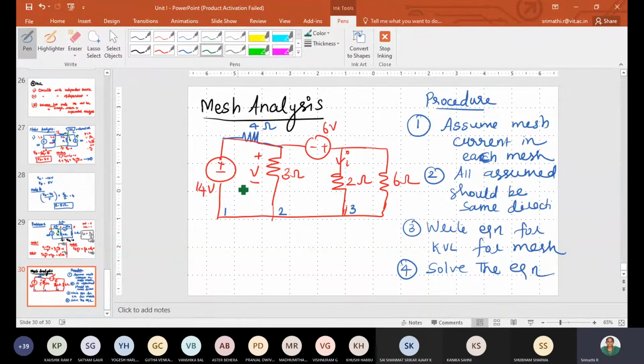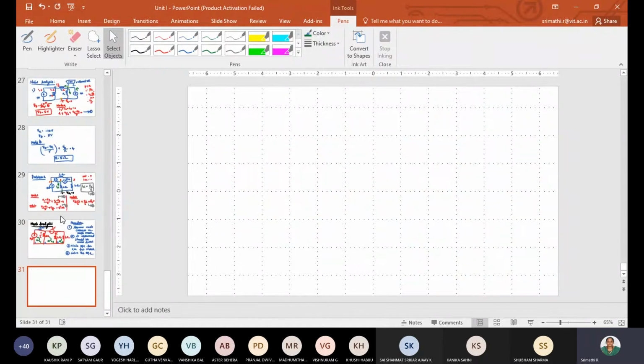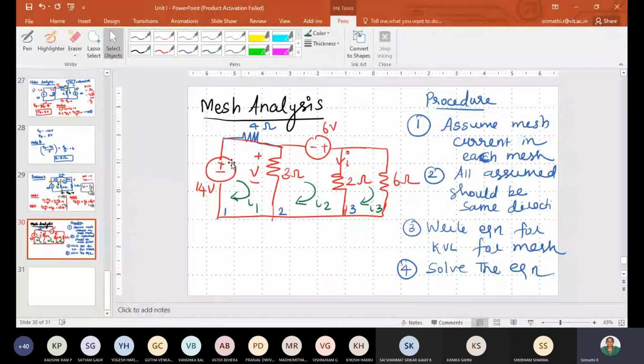Yes, ma'am. Okay. So let me assume the current direction as I1, clockwise. I am assuming all the mesh currents in the clockwise direction, I1, I2 and I3. I need to write the mesh equations. How to write the mesh equation? Tell me. KVL for the first mesh. I'm going in the direction of current. Here I'm moving from minus to plus. The current entering direction will always be plus and the exit minus for the resistor elements. For the source, it's a potential rise.